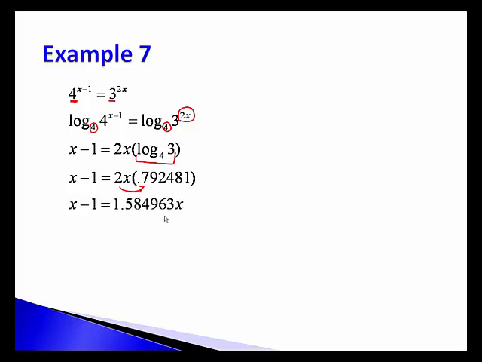And when I do, I get x minus 1 is equal to 1.584963x. I now simply need to add 1 to both sides and subtract this from both sides. So I'll get x minus 1.584963x is equal to 1. Combine these like terms, and I get negative 0.584963x is equal to 1.